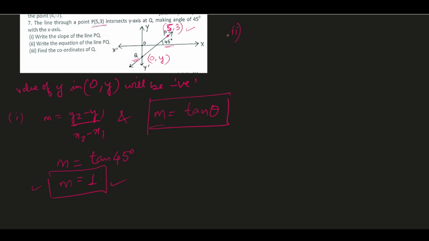In part 2, we need to find the equation of the line PQ. So line PQ is passing through the point 5, comma 3. So we have one fixed point and we know the slope. So when we know a fixed point and also we know the slope, we can use the point slope form. So again, it's point slope form. This is also called as the 1-point form.